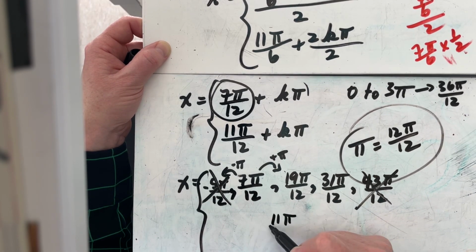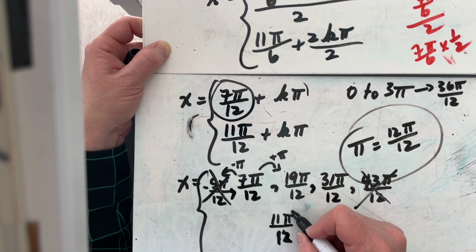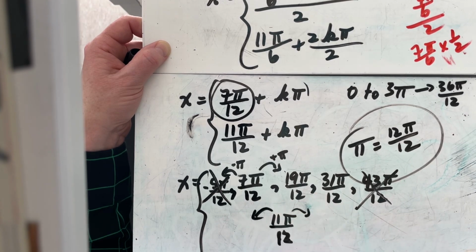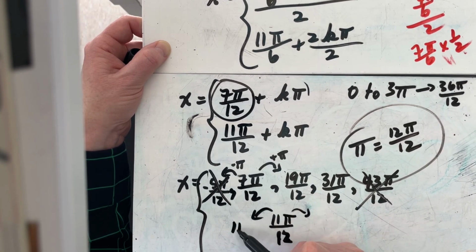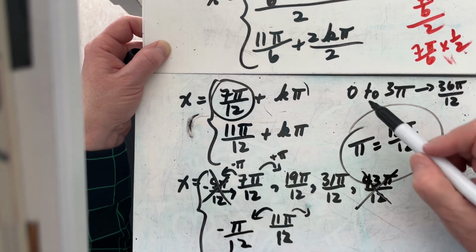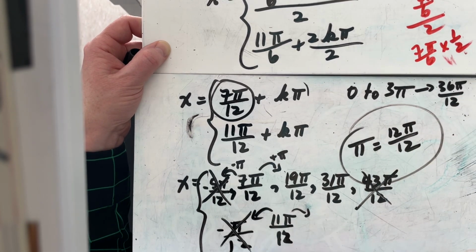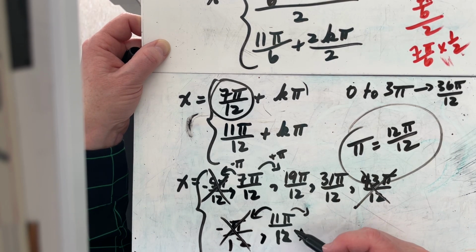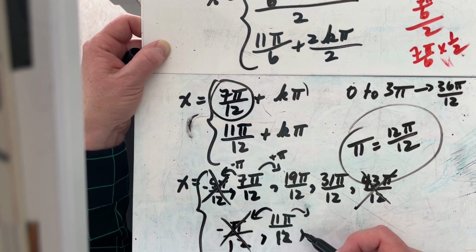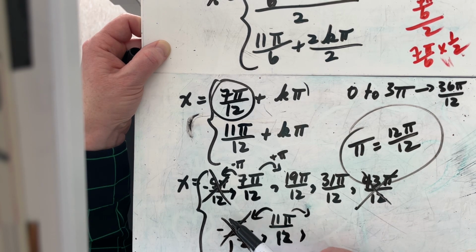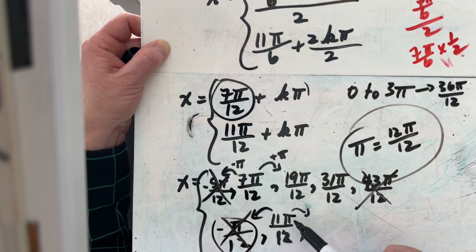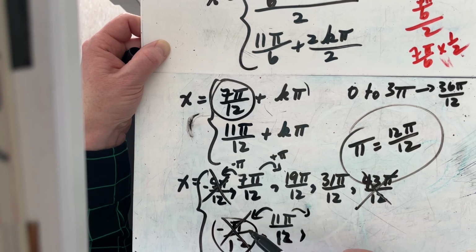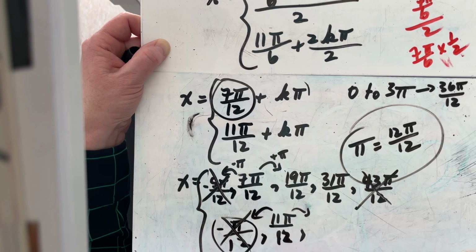So start with 11 pi over 12, add and subtract pi over and over again until we are beyond our restricted domain. If we subtract, we'll have negative pi over 12. Well, our smallest value we can have is 0, so that's too small. Sorry, I might have said something wrong here. We start with 11 pi over 12. We're subtracting pi, which is 12 pi over 12. So we would get this, it's too small.